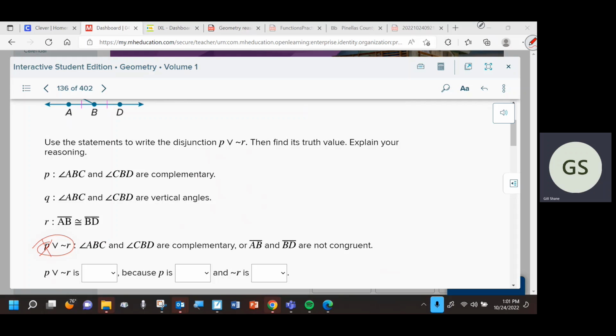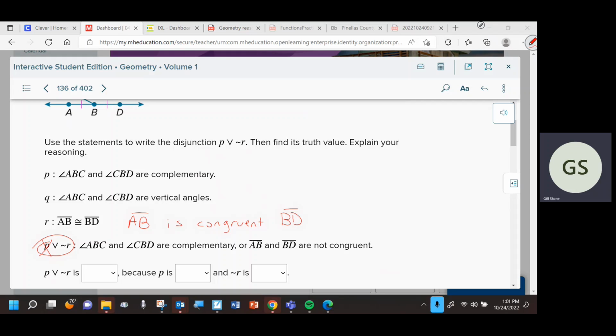What is the not R statement? How would we flip it around? What is this even saying? We did it, but we didn't spend a lot of time on that symbol in between. What does the symbol in between AB and BD mean? It means congruent. So it's saying AB is congruent. What does congruent mean? Same measure, good. If it's a line, which these are line segments, that means they're the same length. So it's saying AB is the same length as BD.